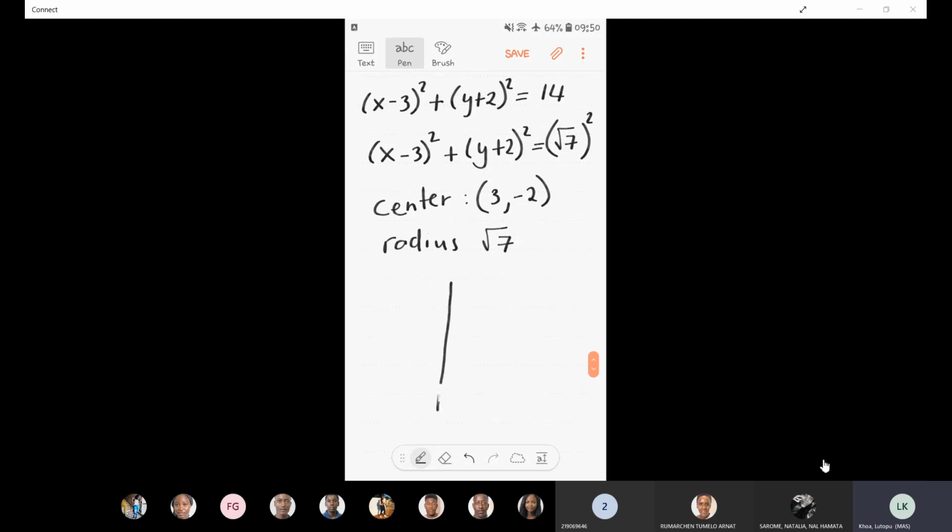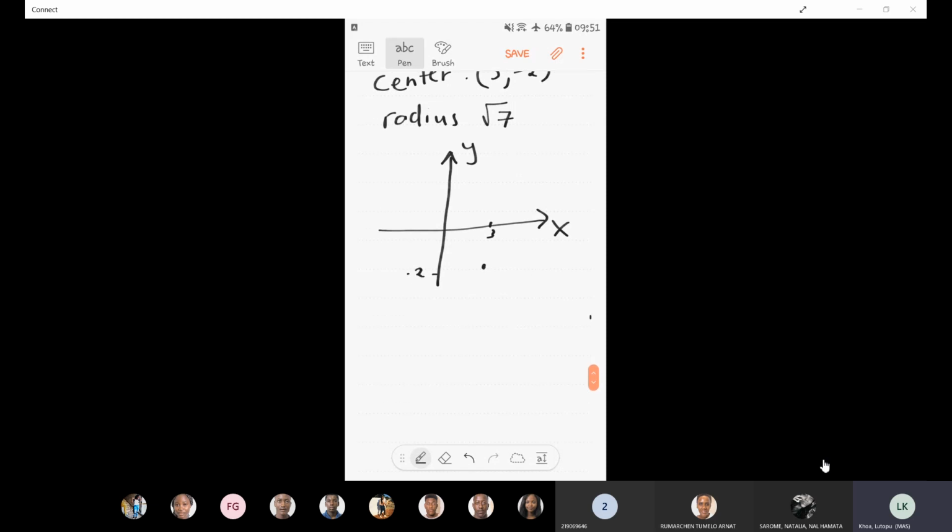Then to draw the circle, you would just do your x and y axis, go to the center, which is 3, minus 2. So 3, minus 2 is somewhere over here, and you must label it. This is 3, and then minus 2 will be over there. Then you also need to work out your intercepts as usual.